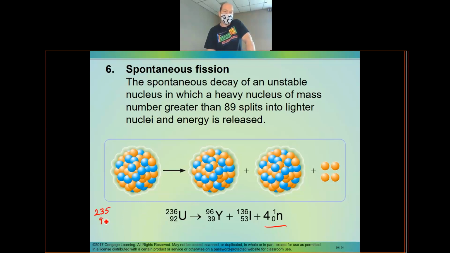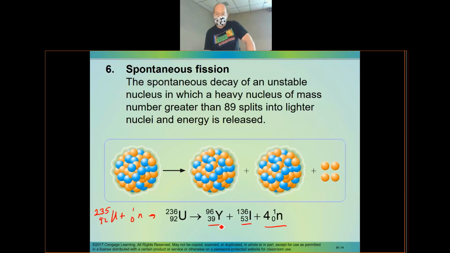It should be uranium-235, 92, plus a neutron. All right, and so that's what is actually going on here. You got your uranium-235, the fuel for nuclear fission in nuclear power plants, and you hit it with a high energy neutron. That neutron goes into the nucleus and forms an unstable uranium-236, which then breaks into 2 particles and emits some number of neutrons.